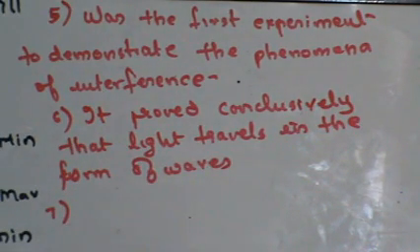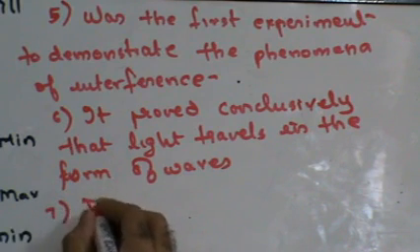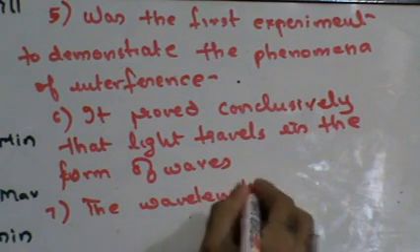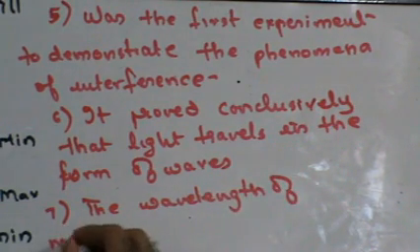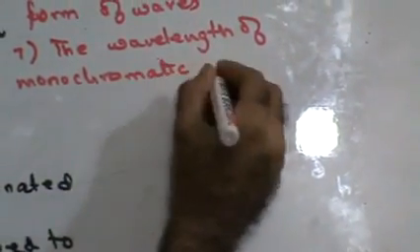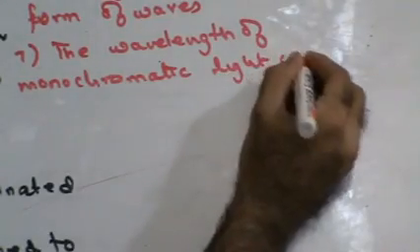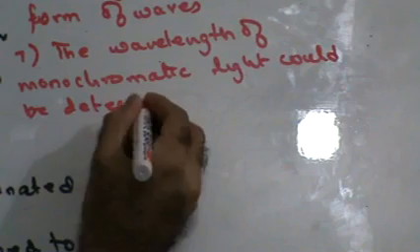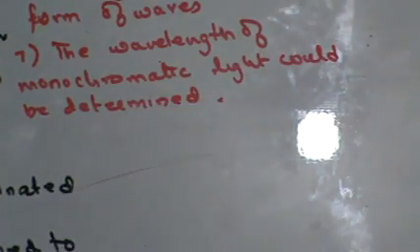Next, the wavelength of monochromatic light, as I told you, could be easily determined. Right? It also helped you. The wavelength of monochromatic light could be determined. So those were the advantages of Young's double slit experiment. Fine, do we get this thing clear?